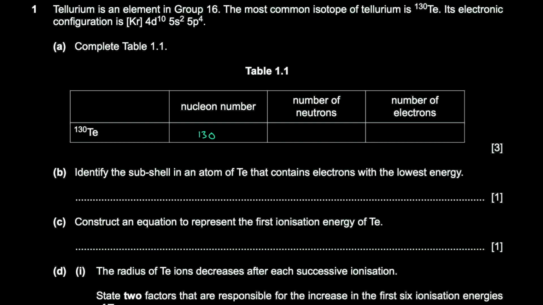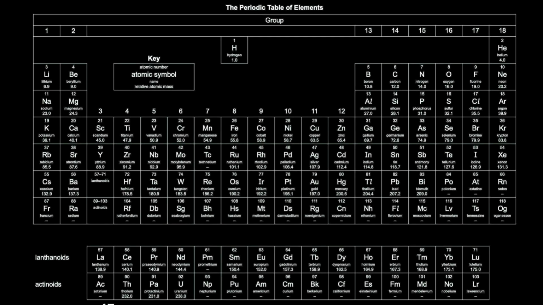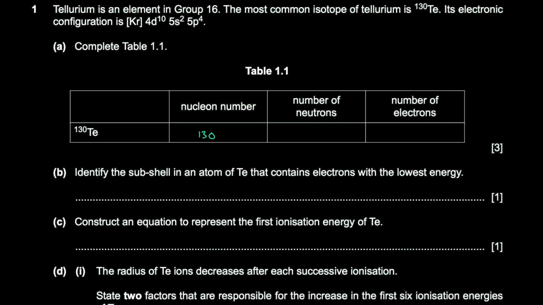Okay. What's the number of neutrons? Well, we have to first look at the proton number. Tellurium, they've said, is in group 16, right? So if you look at group 16, here's tellurium. The atomic number is 52. So that's the number of protons.